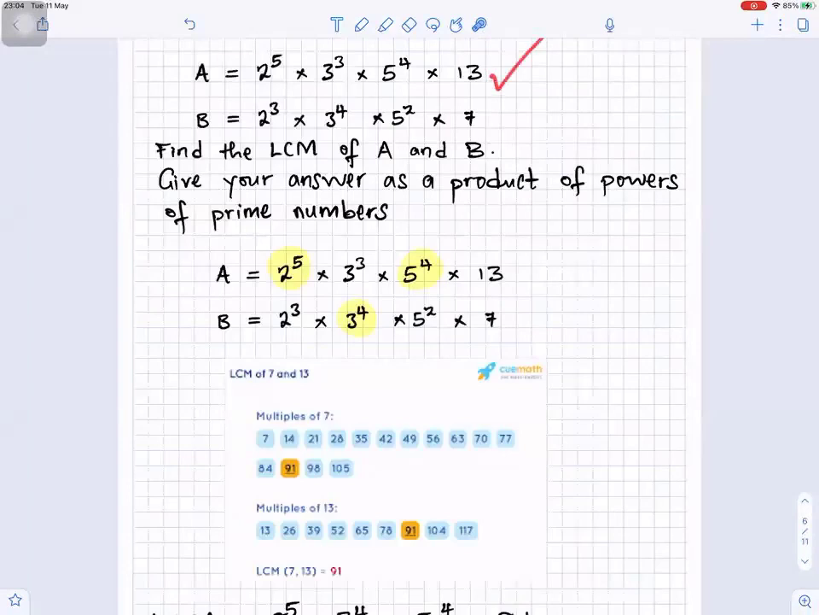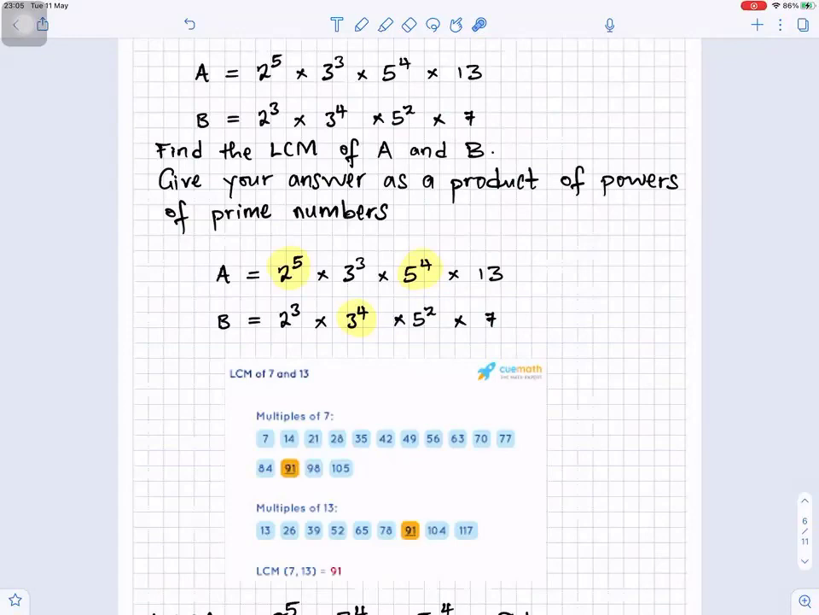A is equal to that expression. B is equal to that. Find the LCM of A and B. Give your answer as a product of powers of prime numbers. So one way to do it, you take the biggest one. It's 2 to the 5. 3 to the 4 is the biggest. 5 to the 4 is the biggest. And then you have 7 and 13. Or you can find the LCM of 7 and 13, which is 91.